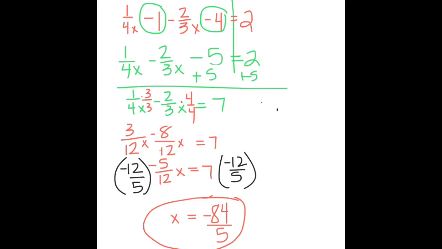Negative 12 times, well, hang on, so these cancel out. This becomes negative 60 over negative 60. So x equals 7 times negative 12 is negative 84. 1 times 5 is 5. So you can use common denominators, add or subtract fractions by finding a common denominator, or you can eliminate the fractions. It's totally your choice. I want you to use whatever method you feel most comfortable with.